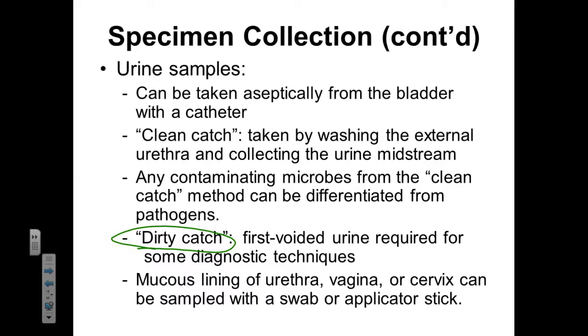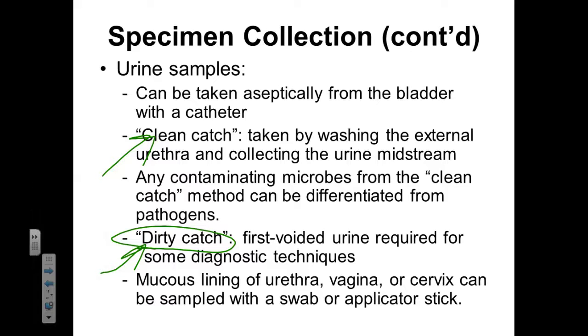The first cup would be the dirty catch. The second cup would be the clean catch. If we look at the urethra, it has lots of mucus lining it, and that mucus can change the profile of the urine. Particularly, this clean catch method becomes much more important when we're trying to collect a urinary sample from a female patient who does not have a catheter.